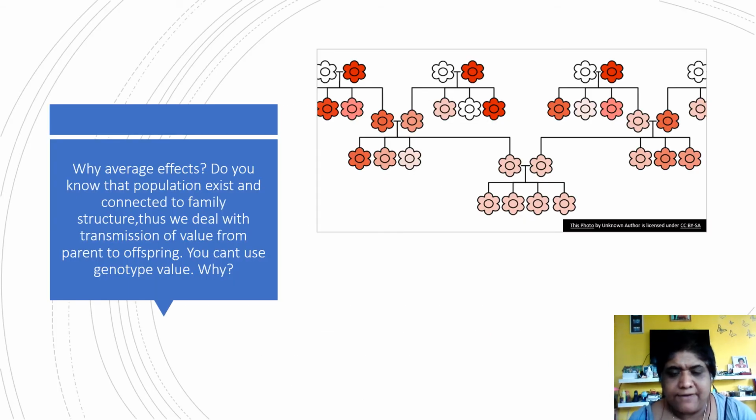Now, what are average effects? Do you know that a population exists and is connected to family structure? Thus, when we deal with transmission of values from parent to offspring, we can't use genotypic value. I'm sure you know why. Because it's not the genotype that is being transmitted, it's the gene that is being transmitted from the parents. So we will get one gene from one parent, another gene from another parent. Alright?